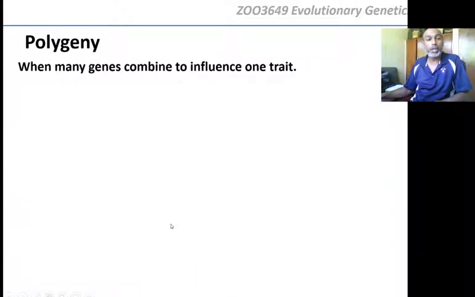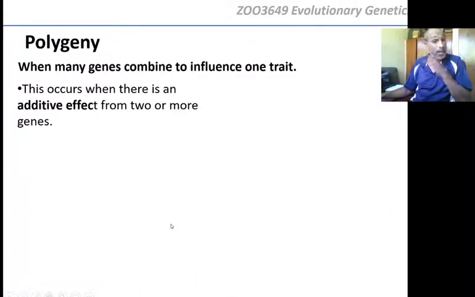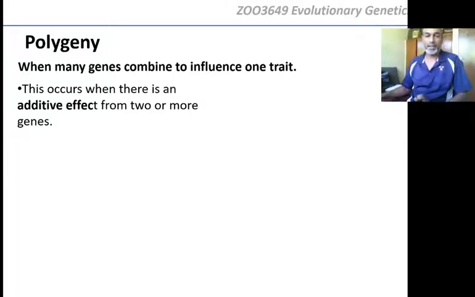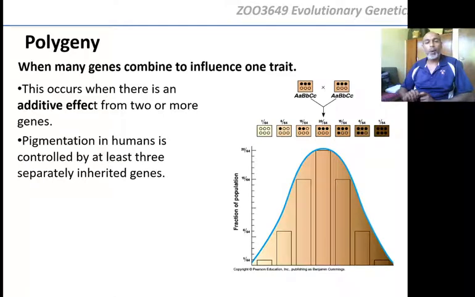So quickly, polygeny. This is when many genes influence the same trait, and there is an additive effect from two or more genes. I published a paper about this in 2019, additive traits and hybrid speciation. Maybe if you're interested, you can go have a look at that. One of the best examples of many genes contributing is the skin color gene.